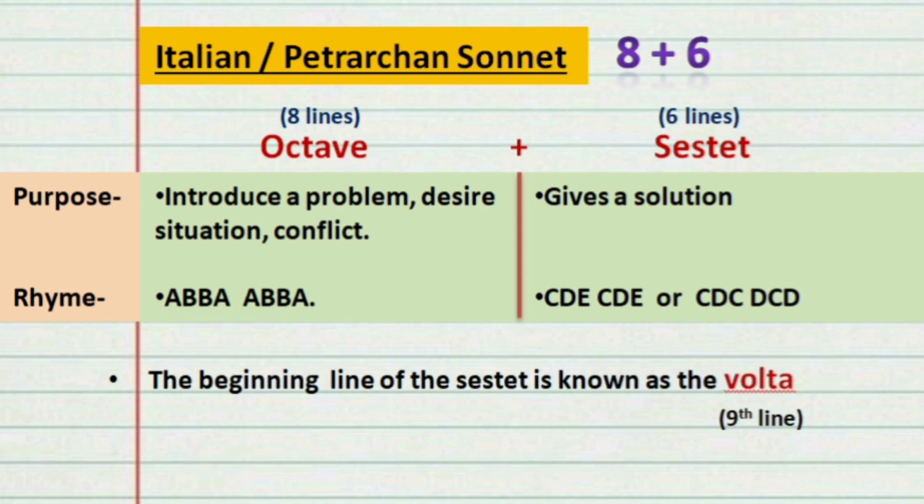The 9th line of the sonnet, that is the line that comes just after the octave as the beginning of the sestet, is called the volta. The rhyme scheme is also different for the octave and the sestet. For the octave, the rhyme is ABBA, ABBA. The rhyme of the sestet can be CDE, CDE or CDC, DCD.